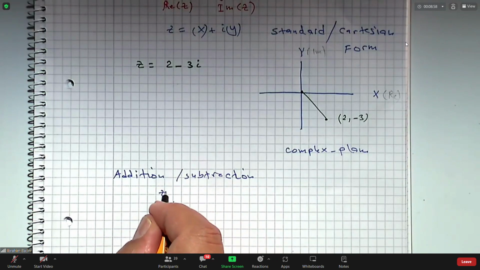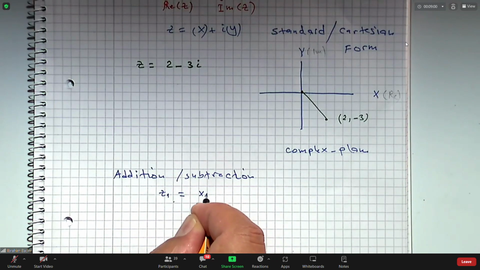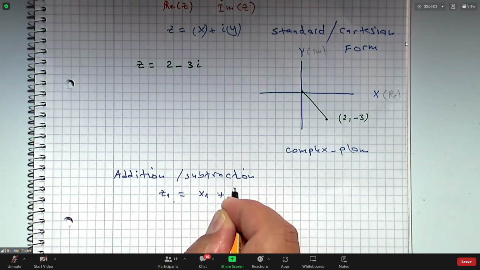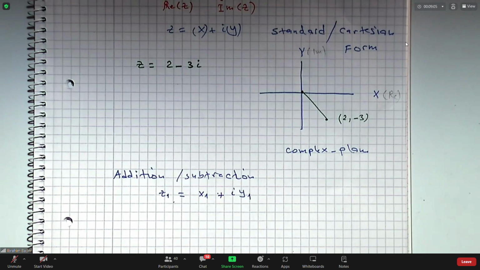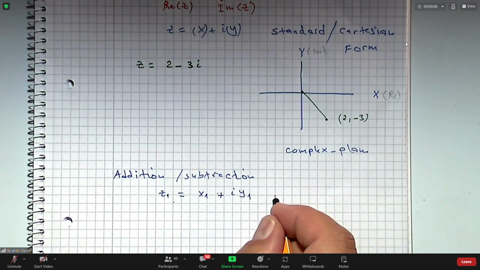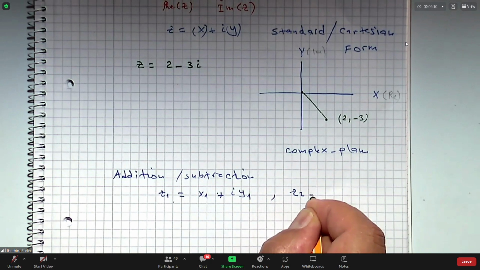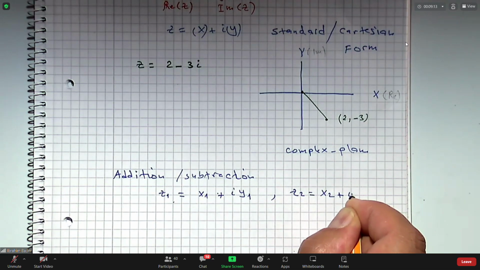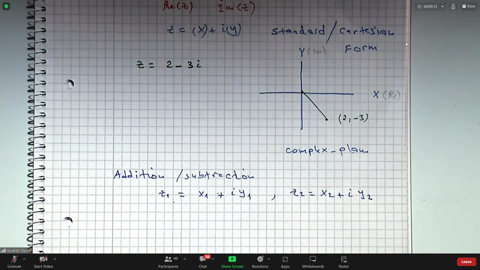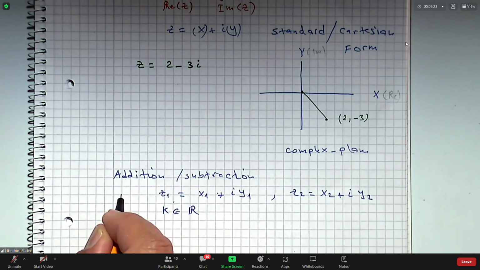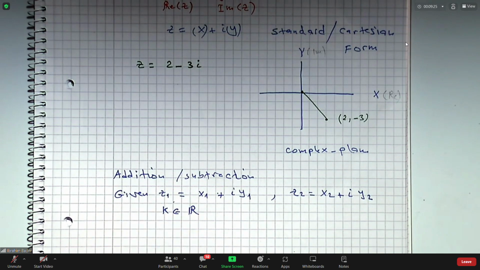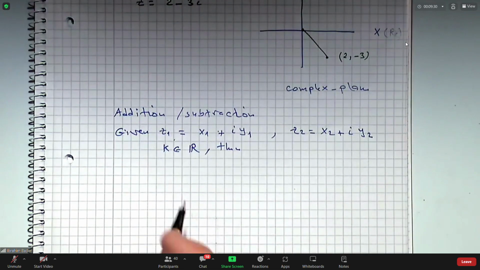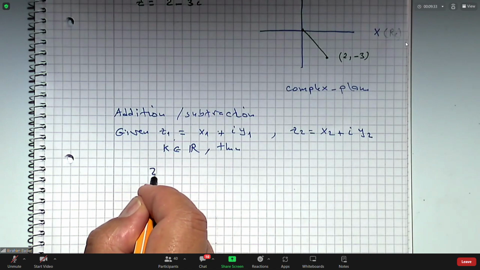So let me assume here I have two numbers, z1, let's say it's x1 plus i y1, where x1 and y1 are the real and the imaginary components. And another number, let's call it z2, and it has x2 and y2 as real and imaginary components. And let's take another number, let's call it k, a real number. Okay, given these three values here, then we define the addition.